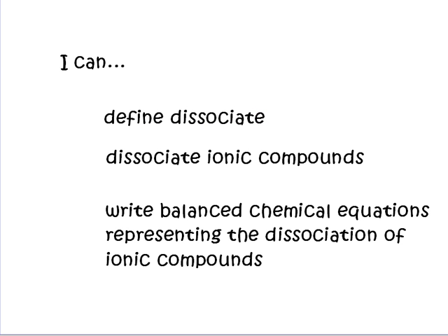Ionic dissociations. At the end of today, you should be able to define what we mean by the word dissociate. We should be able to identify ionic compounds and understand what it means for them to dissociate, why they dissociate, and what types of compounds dissociate. Finally, we're going to use chemical equations to represent the dissociation of ionic compounds, and we'll be able to use those later on in our chemistry experiences.